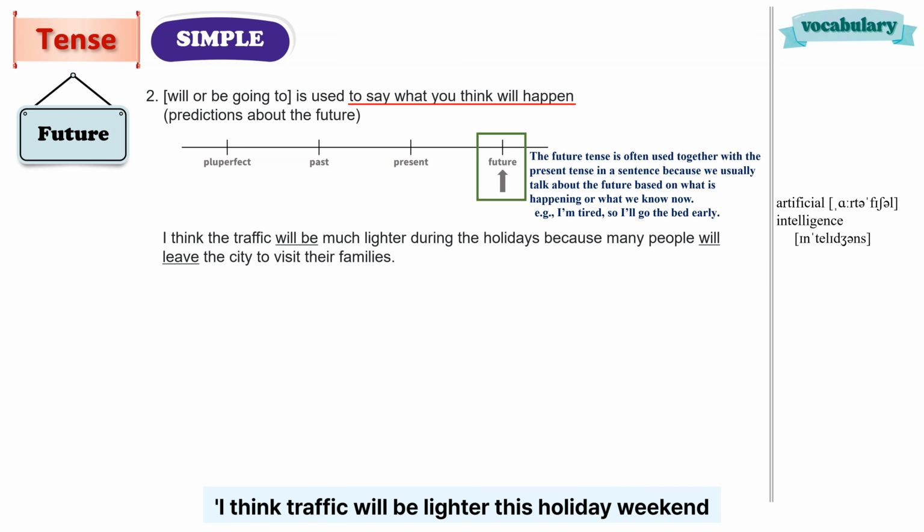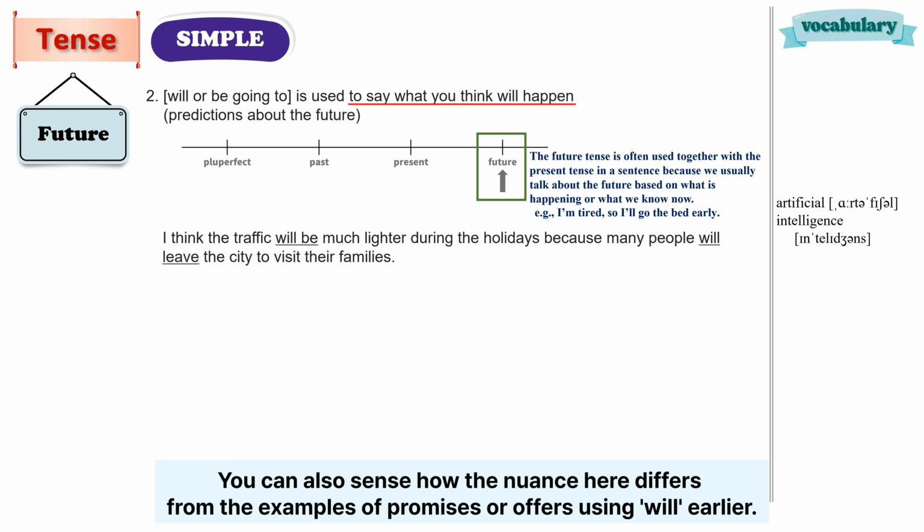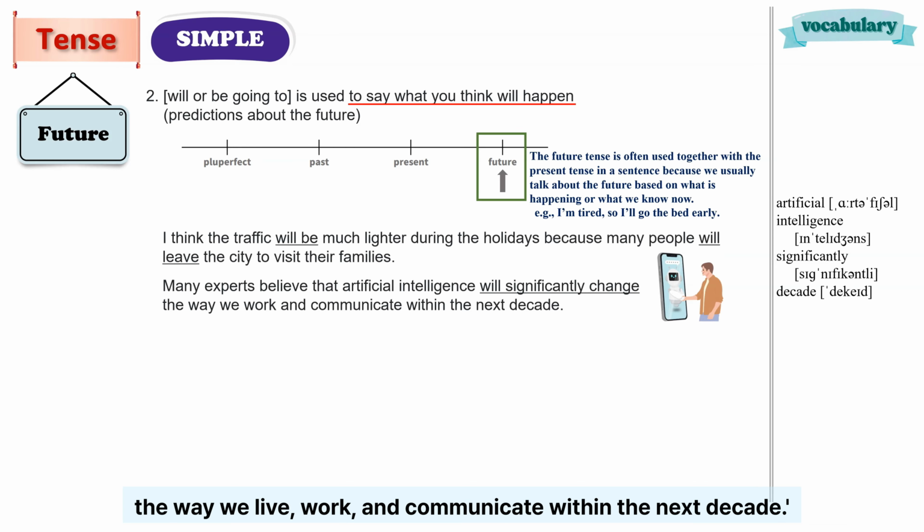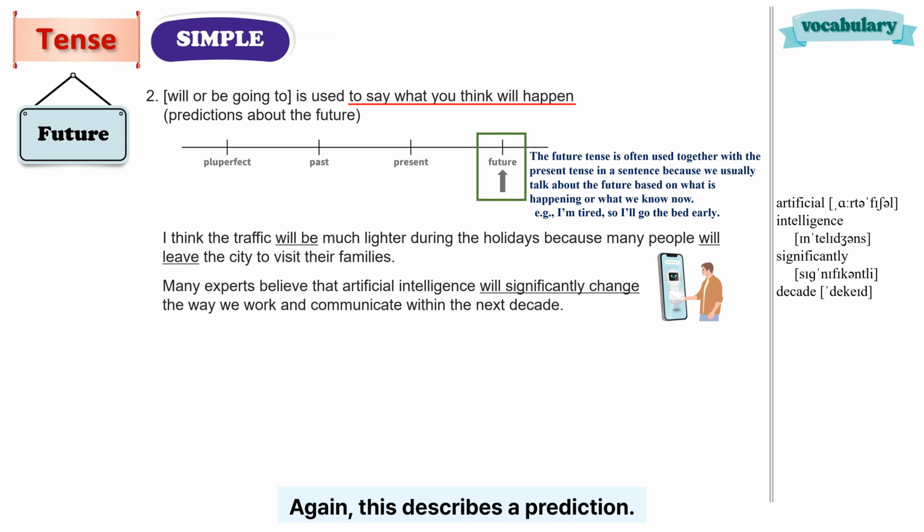I think traffic will be lighter this holiday weekend because many people will be leaving the city to visit their families. This predicts the future. You can also sense how the nuance here differs from the examples of promises or offers using will earlier. Many experts believe that artificial intelligence will dramatically transform the way we live, work, and communicate within the next decade. Again, this describes a prediction.